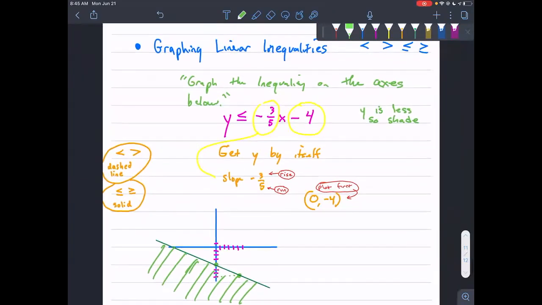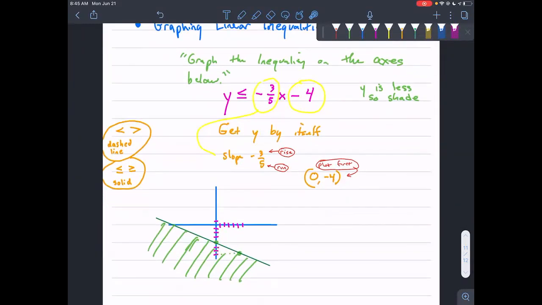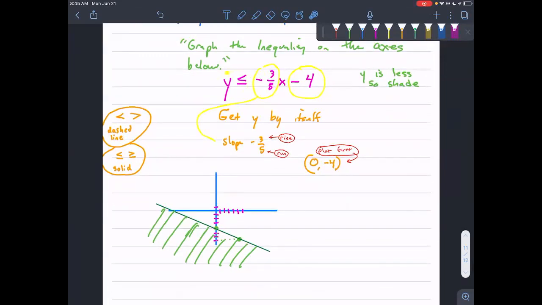So just to recap that one a little bit, get y by itself. Some of them will already be the case, so you won't have to do that step. Decide whether or not it's solid or dashed. You can just look at the inequality symbol to decide if it's dashed or solid. Hopefully you know how to graph well enough. Start with the point and then rise or run from there. And then however y is, if y is greater, you shade above. If y is less, you shade below.